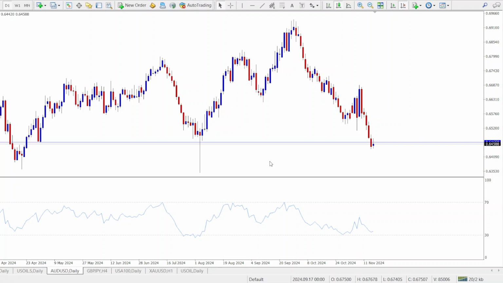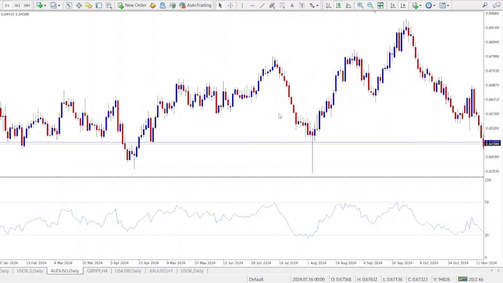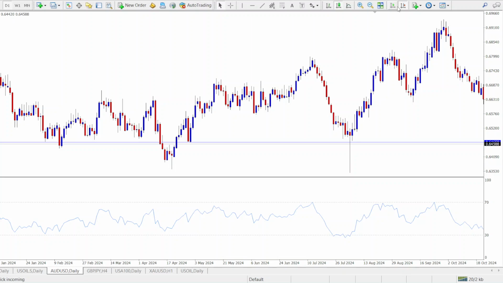So what exactly is divergence? Simply put, divergence occurs when the price action and the RSI indicator are telling two different stories. Let us break it down into two types: the bullish divergence and the bearish divergence. Here's an example of a bullish divergence. Let us look for that example right away.